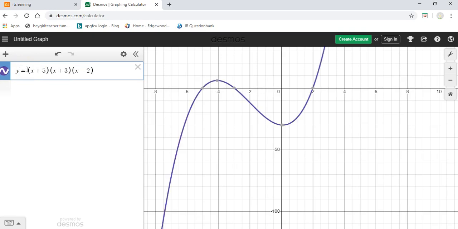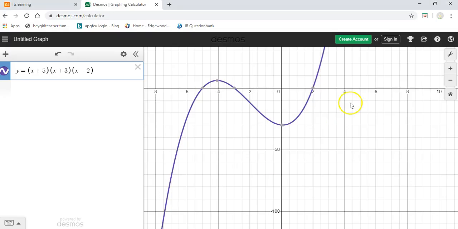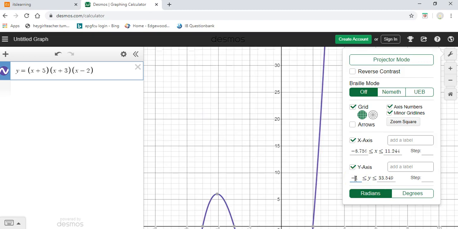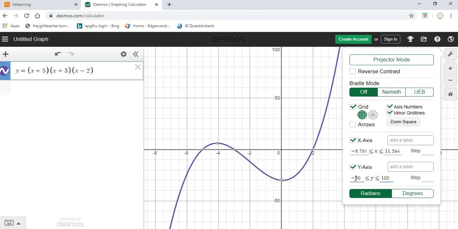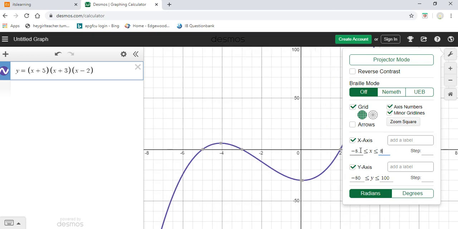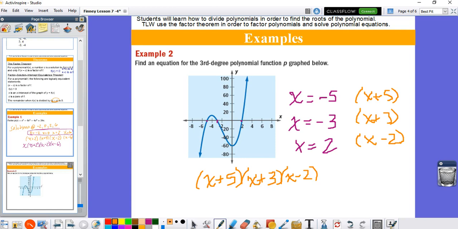Equals. And then if I make this window match the window that was here, it went from -80 to 100. So I can go back here and set my window from -80 to 100. And my x went from -8 to 8. And so then I can look at this window, and does this match what I see over here? Sure does. So bam.